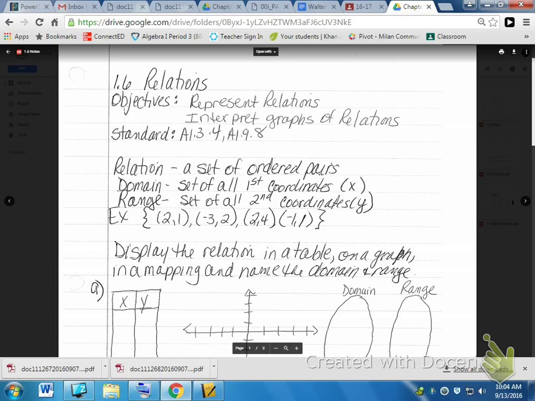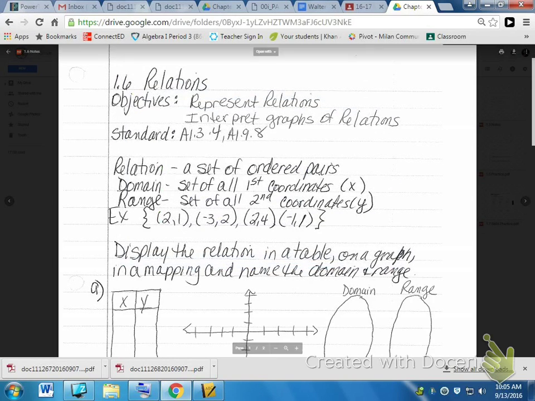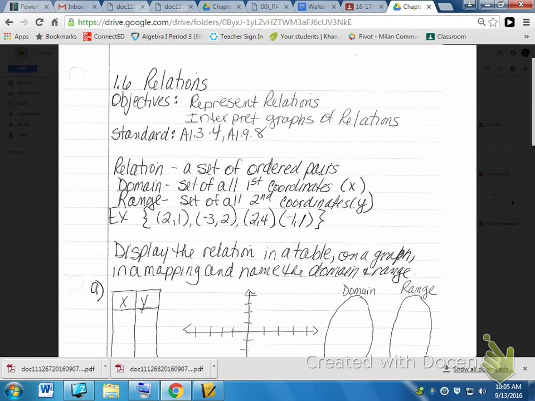And I've got X in parentheses because once in a while they'll throw in A's and B's or M's and N's or something like that. But generally, for the most part, you can think of it just as the X's. Domain is the set of first coordinates. Range, the set of second coordinates, which are the Y's.